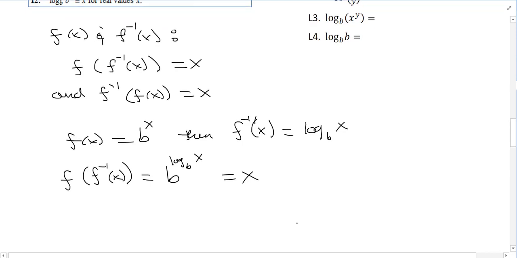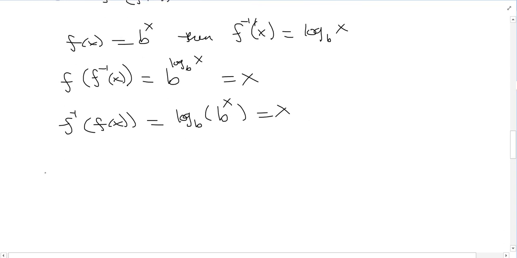And likewise, if I do the other way, f inverse of f of x, now into f inverse, so log base b of x, in place of x, I'm putting in f of x, which is b to the x. I'm going to get x. So essentially when the bases match, you just get whatever the exponent is. So an example of this will be if I want you to find 5 to the log base 5 of 7. Because I have 5 as the base of the exponential, but it's raised to the log base 5, here I'm just going to get 7.